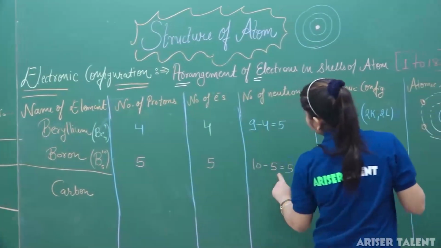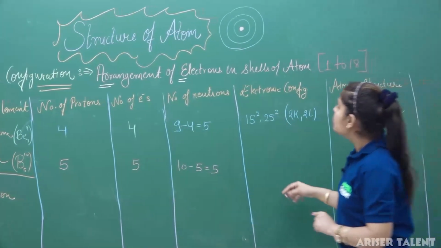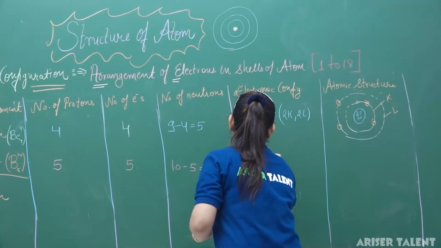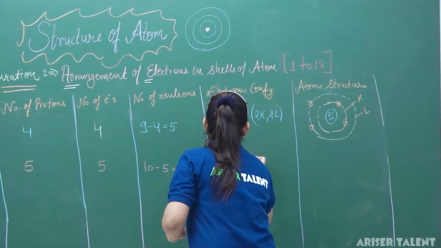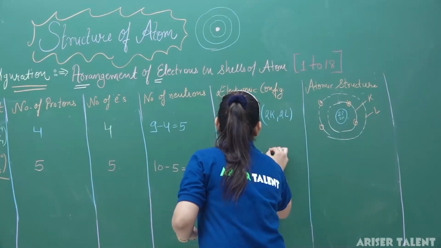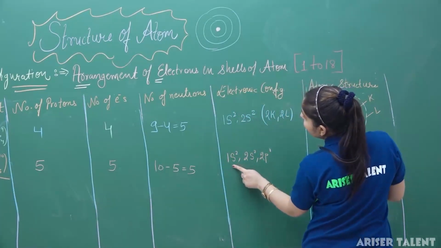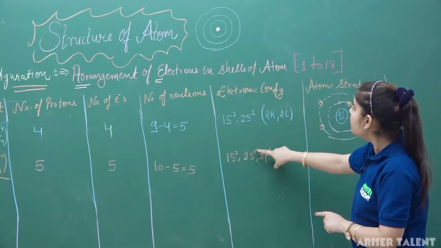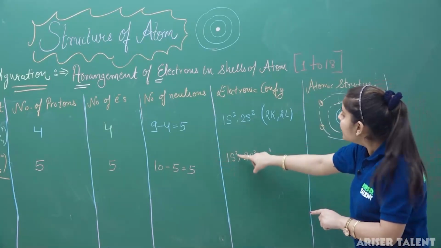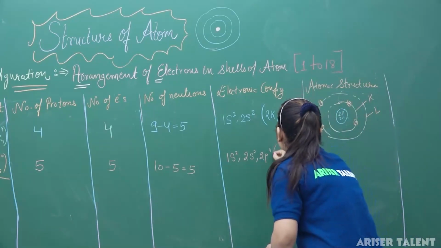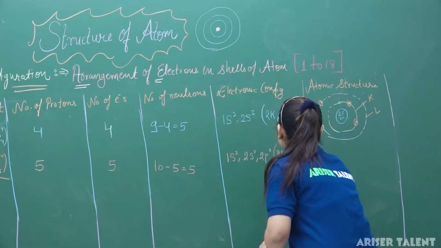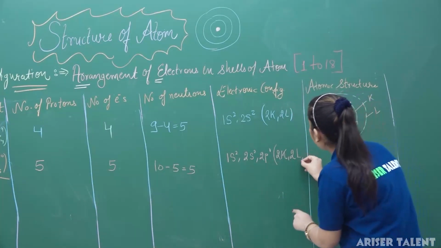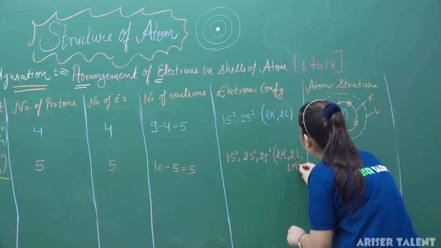Now we want to write the electronic configuration of that atom. So we have 1s2, 2s2, 2p1. After the s orbital, we can accommodate the electron in the p orbital. So 2 plus 2 plus 1 will give 5, that is the number of protons. Now we have 2 electrons in K shell, 2 electrons in L shell and 1 electron in M shell.